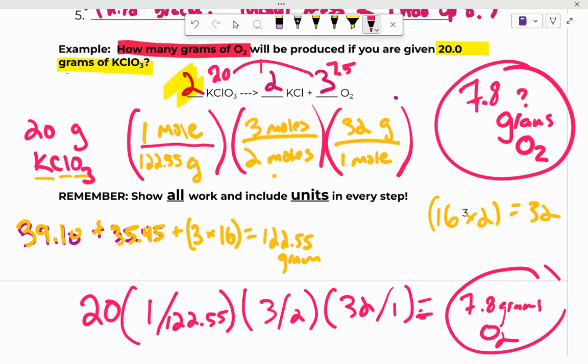If they're making Cheerios at General Mills, when they start making the reaction, they're like, hey, we put this in, we know we're going to get this out. They just don't willy-nilly start mixing things. They know the reaction, they know what's going to happen, and they can do that. All right? Let's do another one together.